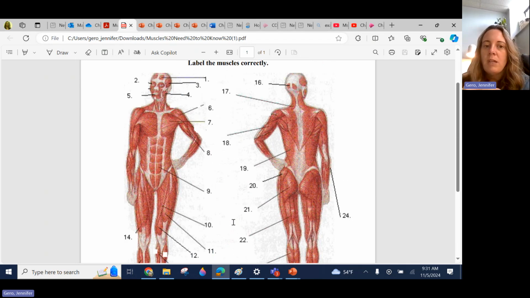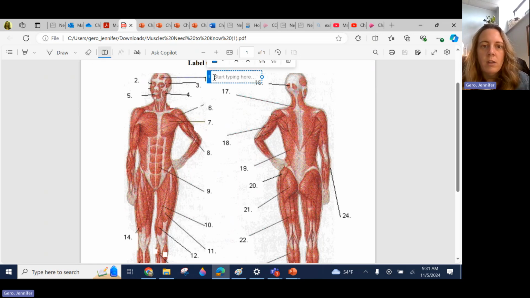A lot of muscles are going to be named about where they're located in the body, what bones they are associated with, their shape, what they look like relative to other muscles. So let's just go through this and label them. Let me get some text boxes here.